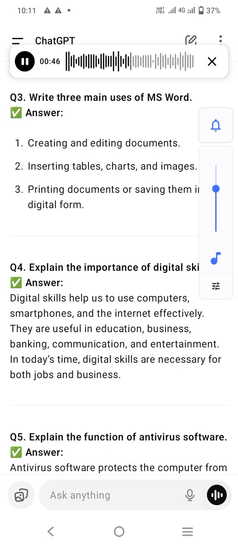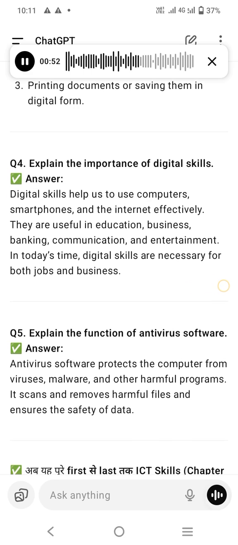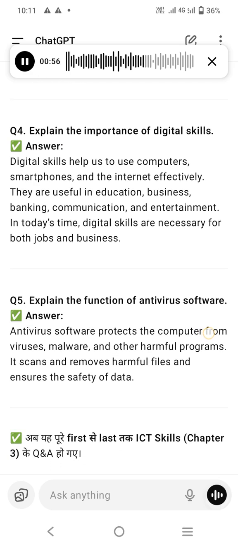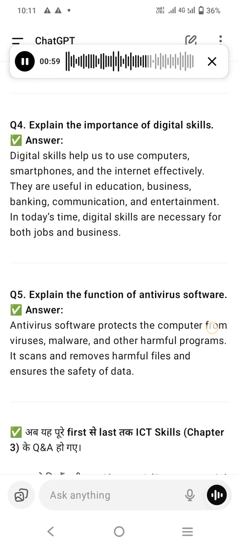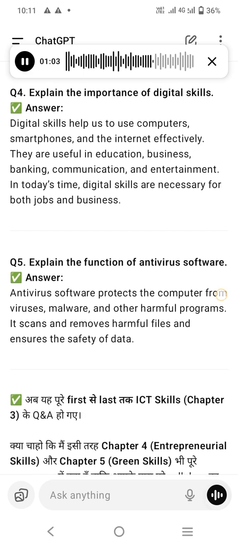Q4. Explain the importance of digital skills. Answer. Digital skills help us to use computers, smartphones, and the internet effectively. They are useful in education, business, banking, communication, and entertainment. In today's time, digital skills are necessary for both jobs and business.